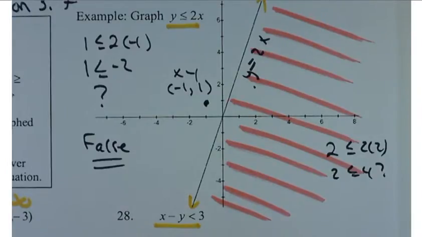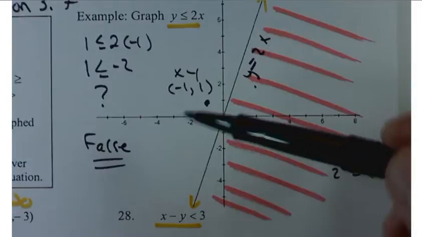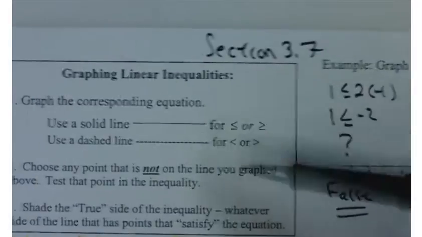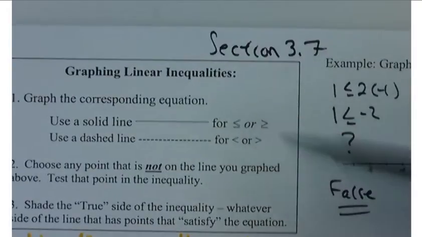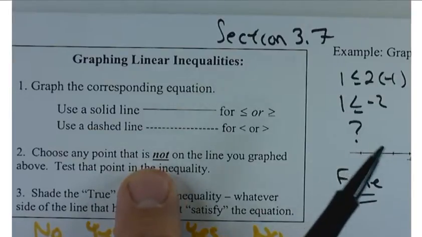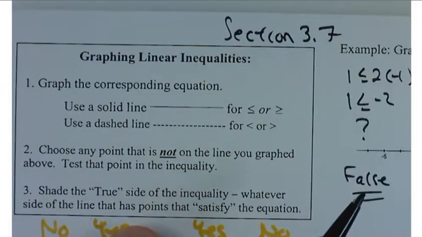So there's 3 basic steps here in working with your linear inequalities. First step is to graph the corresponding equation. Second step is to test a point. And the third step, and this is really important, is make sure you shade the side of the line.